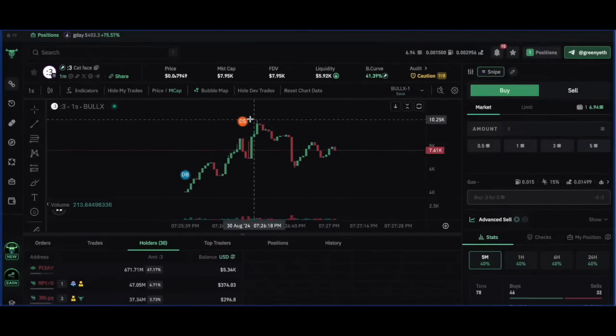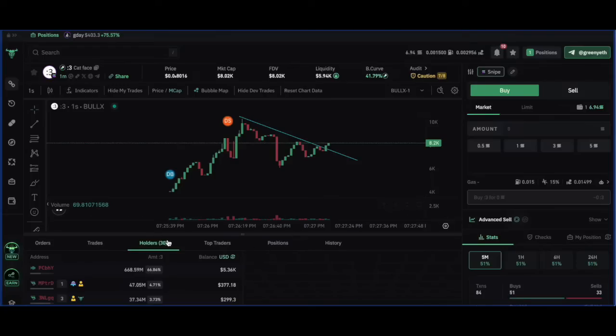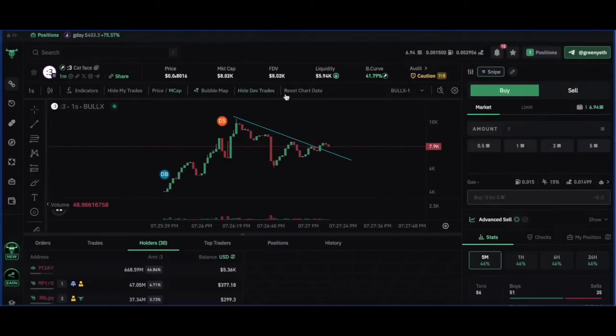I know, again, people are like, oh, TA doesn't work, but this shows me right now, this is the level that we want to be starting to break out above for me to see strength in the chart. You want to see volume start to increase, which is slightly happening. Again, holders is up to 30, which is good.